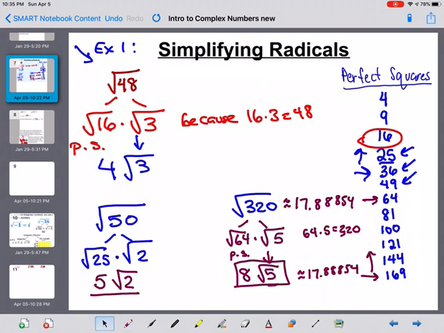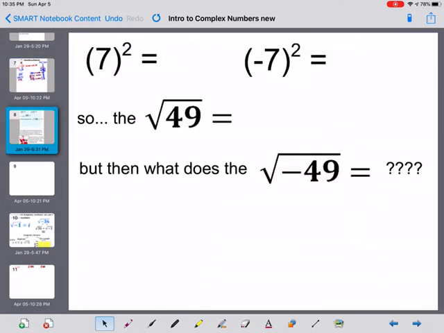Okay, so now we're going to take this idea, you're going to practice that more, and we're going to go to something new. So we know what 7 squared is equal to. Awesome. 7 times 7, that's great. And that's going to be 49. That's something you guys all know.